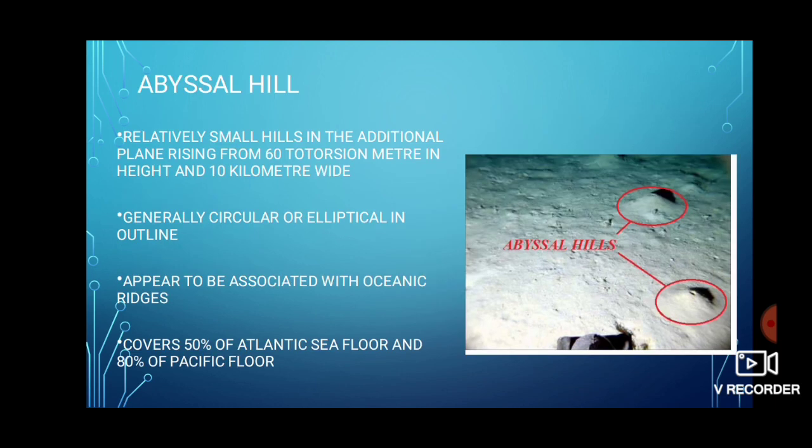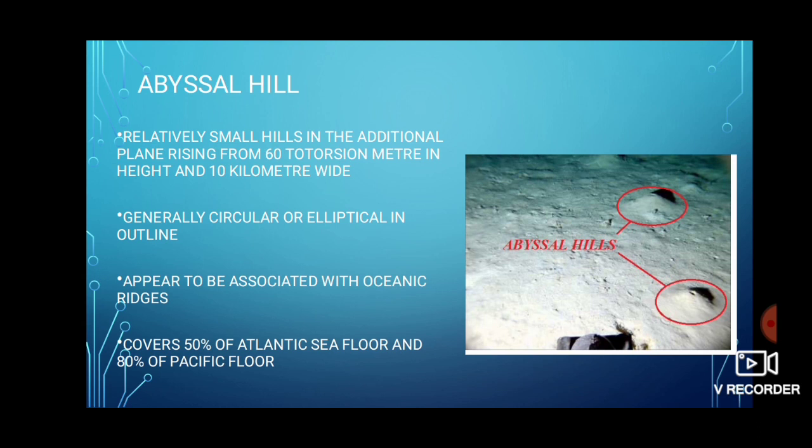What is an abyssal hill? Relatively small hills that rise around 60 to 1000 meters in height from the abyssal plain, we call them abyssal hills. In the diagram, you can see small hills with a height of 60 to 1000 meters from the bottom of the abyssal plain. They are generally up to 10 km wide and are circular or elliptical in outline.